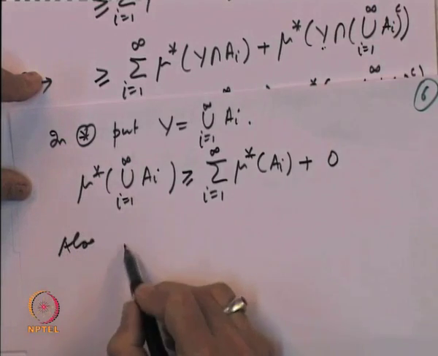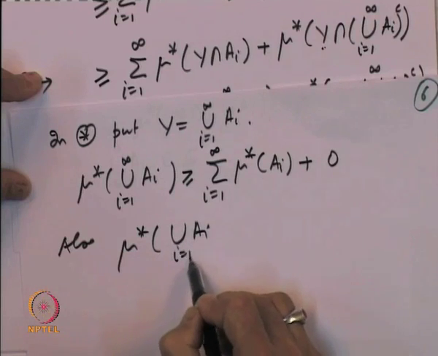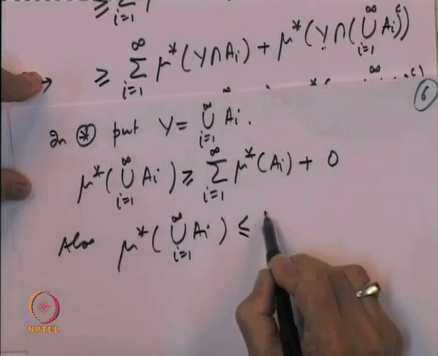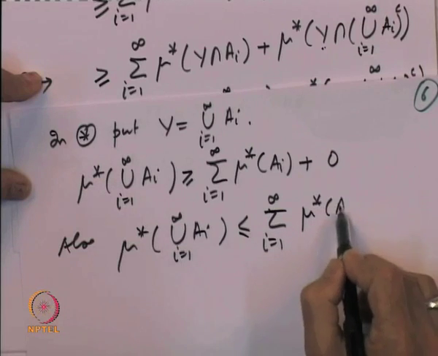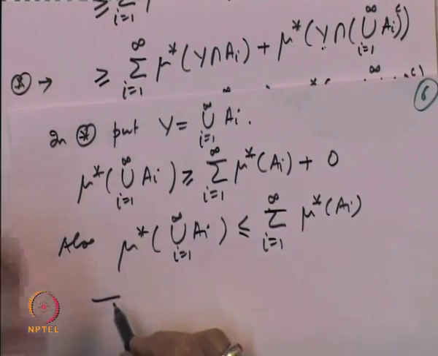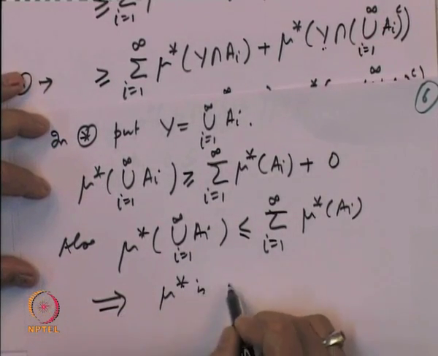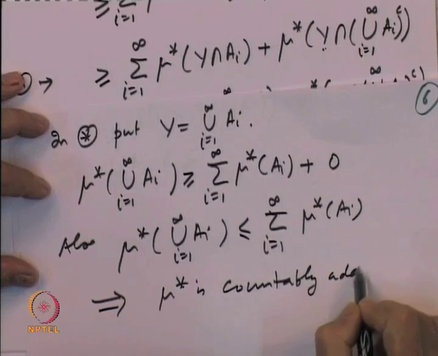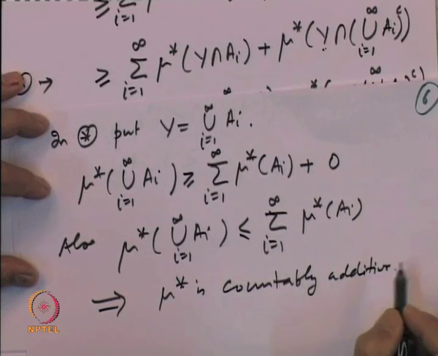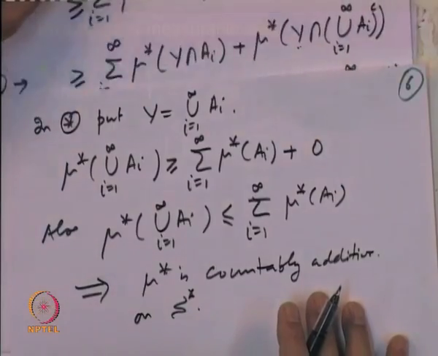Also, by subadditivity, mu star of the union of A_i's is less than or equal to summation 1 to infinity mu star of A_i's. So, these two imply that mu star is countably additive on S star. So, this is very nice.